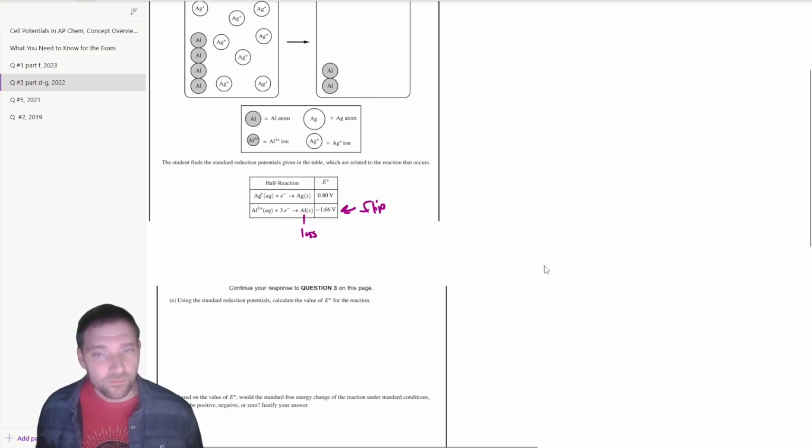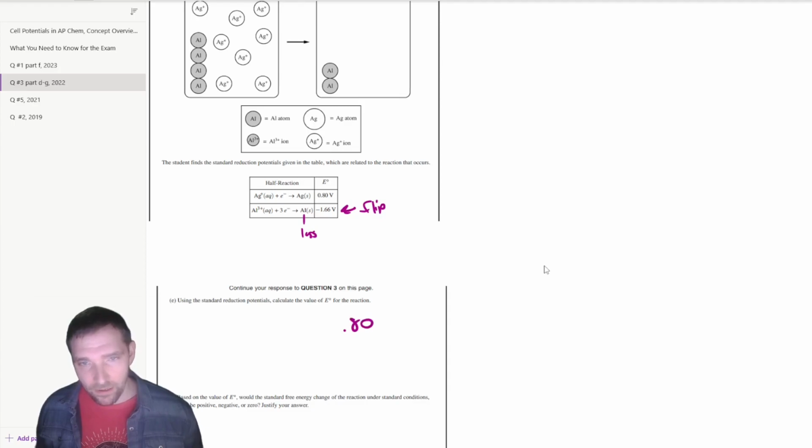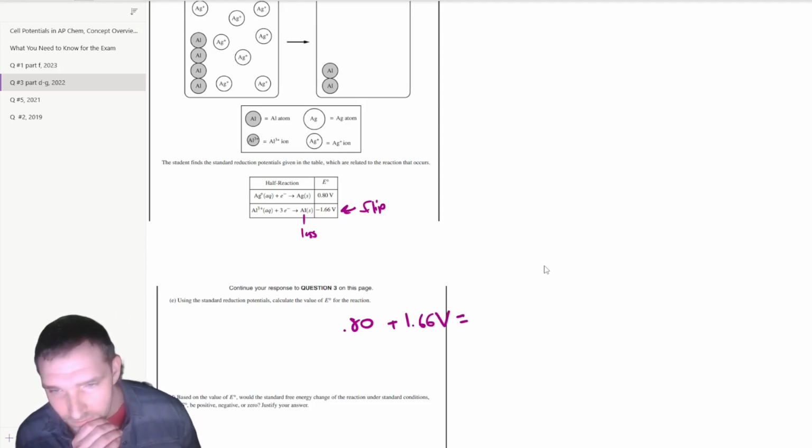So we're going to need to flip this second potential. And so we're getting the 0.80 and then plus 1.66 volts. And so what would that be?